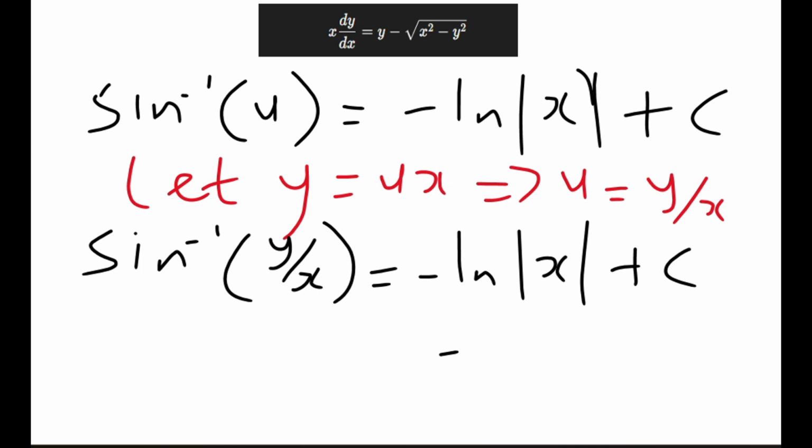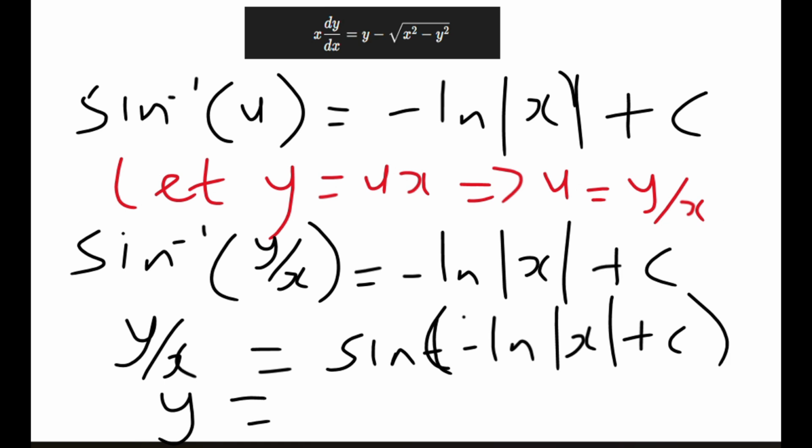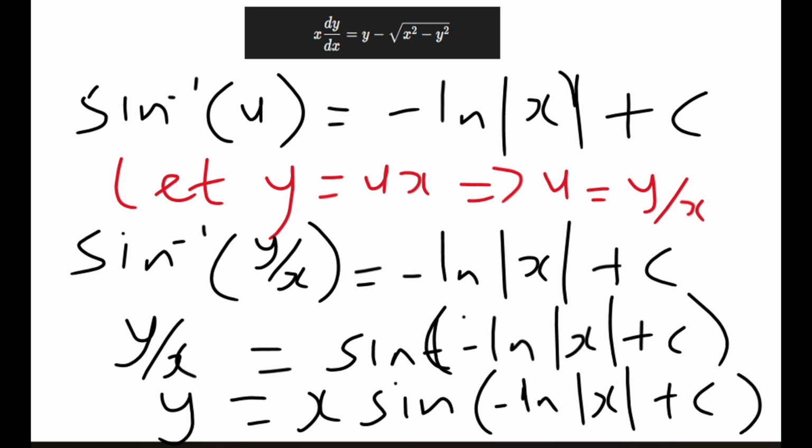And then we want y to stand alone, so we take the sine of both sides, cancelling the sine inverse. Good. So that's going to give us sine. It's like having negative and negative, it's going to be positive. Good. So into brackets, negative ln of x plus our constant, which is the c. Yes. Now we have to make y the subject from here. So we multiply through by x. So we have x sine of, into brackets, minus ln of x plus our constant, which is the c.